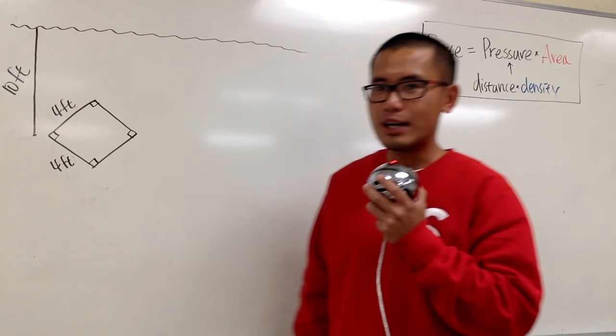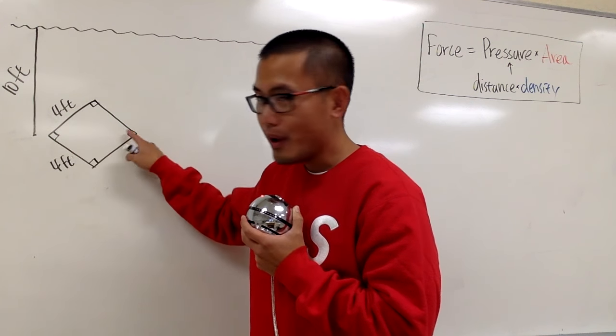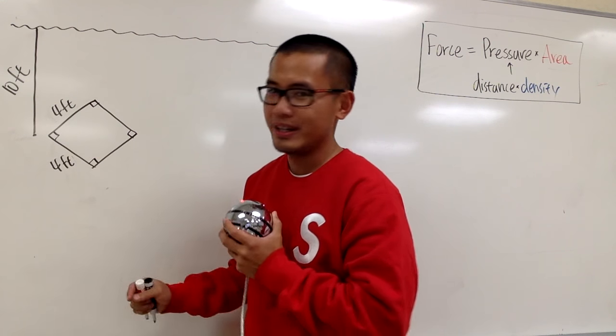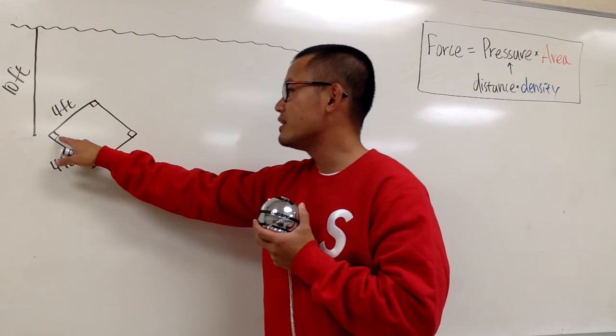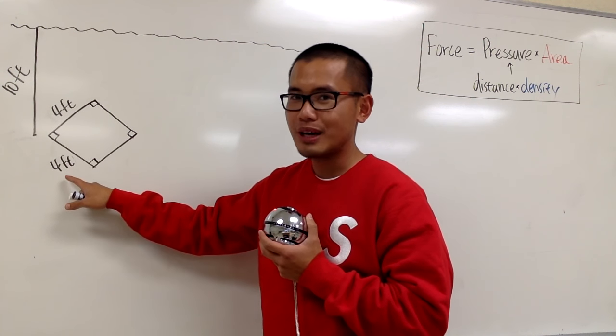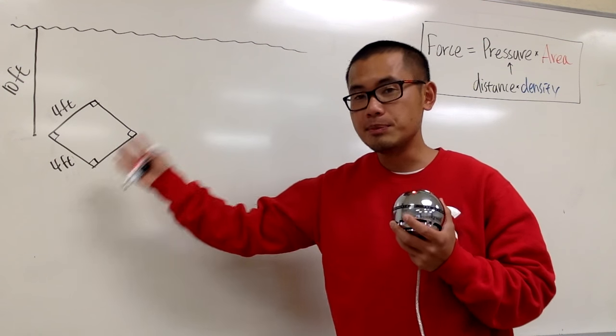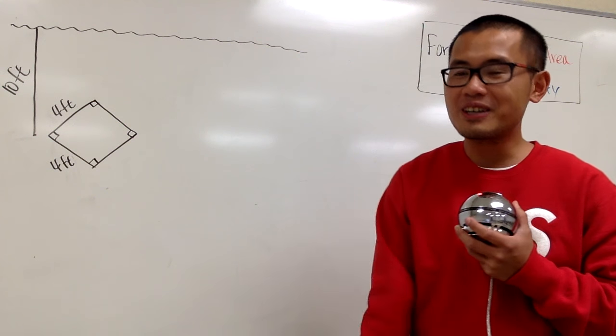Okay, now we're going to figure out the hydrostatic force that's acting on this plate right here. This is a square, but you just tilt it this way, so it looks like a diamond. As you can see, I did put on the right angles right here, and we also have 4 feet, right? This is a square, all right?